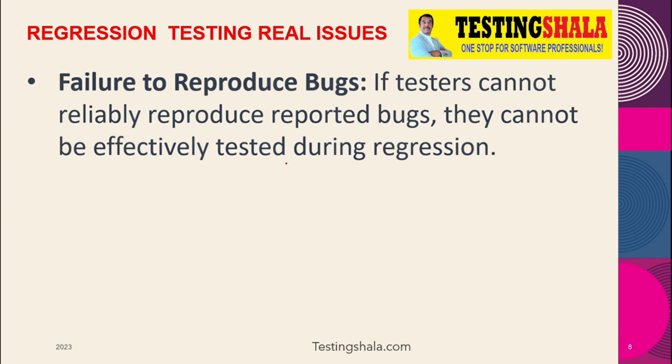And failure to reproduce the bugs as well is another challenge or issue in regression testing. If tester cannot reproduce the reported bugs, then we cannot effectively do the regression testing. Because of that, you should be able to reproduce the bugs properly, effectively, by following the right procedure, right processes. If you are not able to reproduce, then we may see various challenges like we just discussed, such as environmental issues or production issues, something like that.